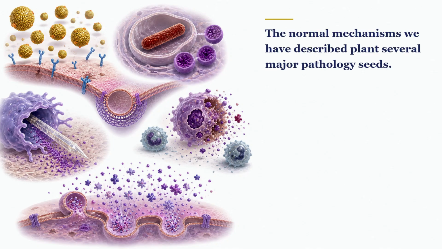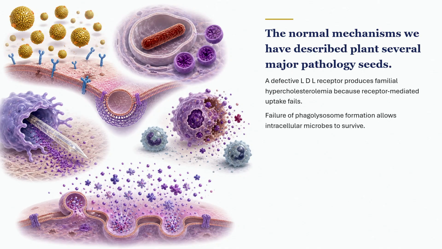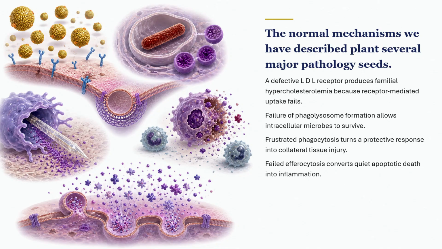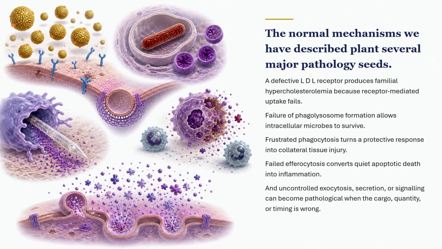The normal mechanisms we have described plant several major pathology seeds. A defective LDL receptor produces familial hypercholesterolemia because receptor-mediated uptake fails. Failure of phagolysosome formation allows intracellular microbes to survive. Frustrated phagocytosis turns a protective response into collateral tissue injury. Failed efferocytosis converts quiet apoptotic death into inflammation. And uncontrolled exocytosis, secretion, or signaling can become pathological when the cargo, quantity, or timing is wrong.